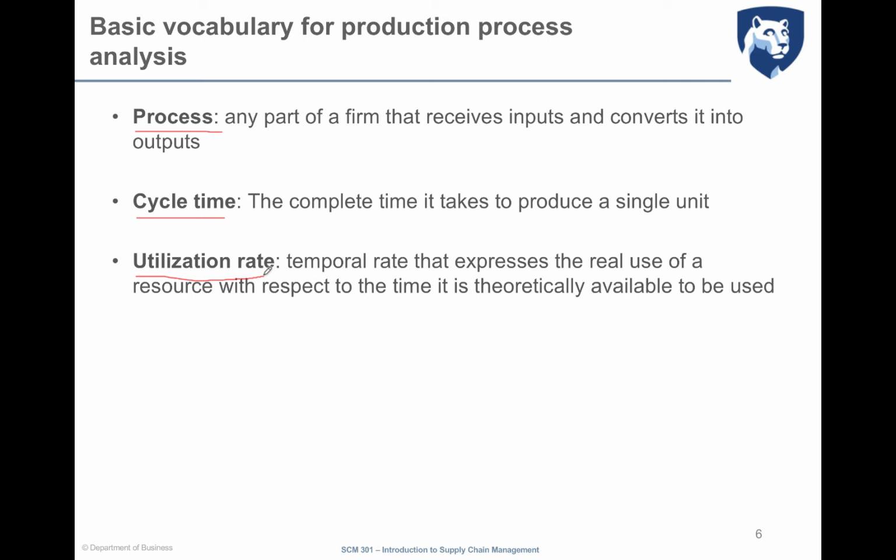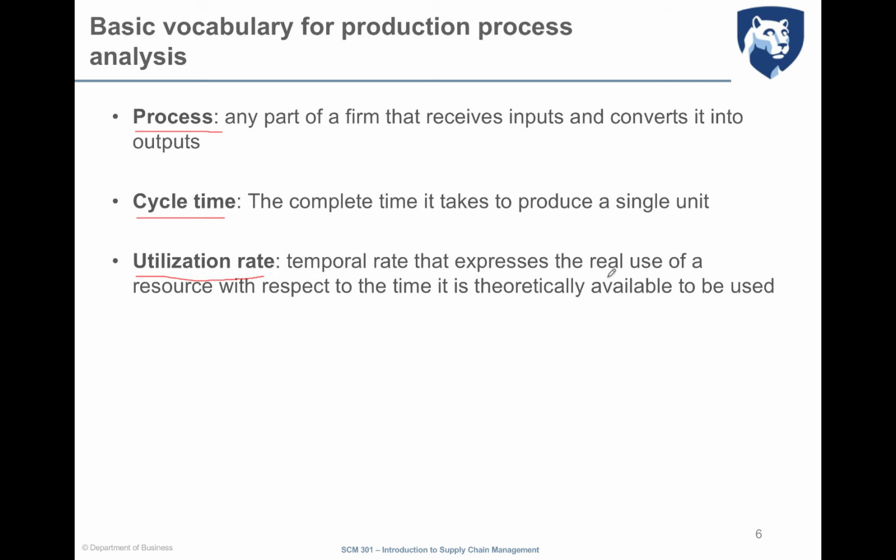So it can be 50%, 60%, 70%, 100%, but it is the temporal rate that expresses the real use of a resource with respect to the time it is theoretically available to be used. If I say that a machinery has an utilization rate of 90%, it means that that machinery is available 100% of the time of the year, and of this potentially available 100% of time, I'm just using it, so it's actually active for 90% of that.